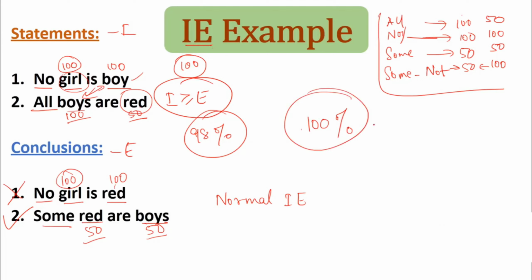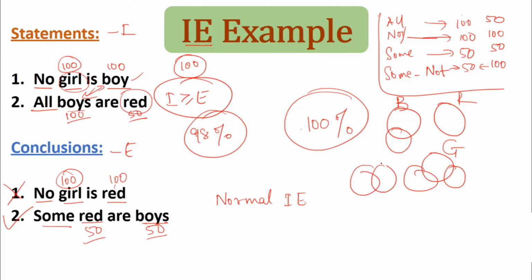This sum can be solved using Venn diagrams also, like drawing this for boys, this is for red, this is for girls, and all that stuff you can draw using Venn diagram also. But with Venn diagram there are many possibilities, right? The diagram can be like this and like this also.